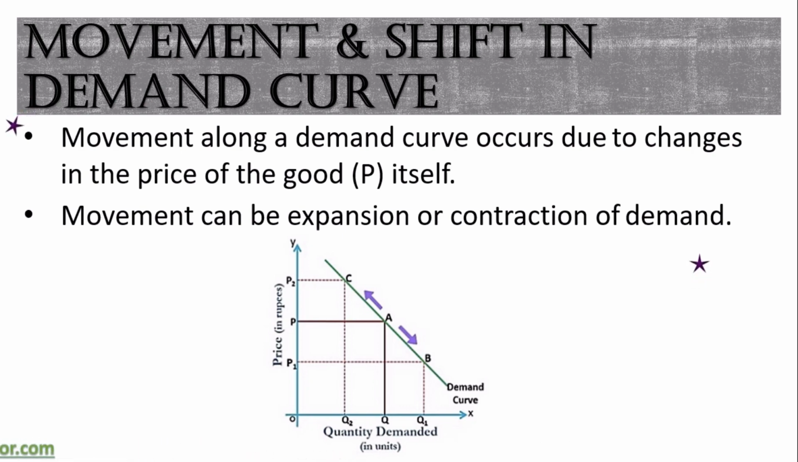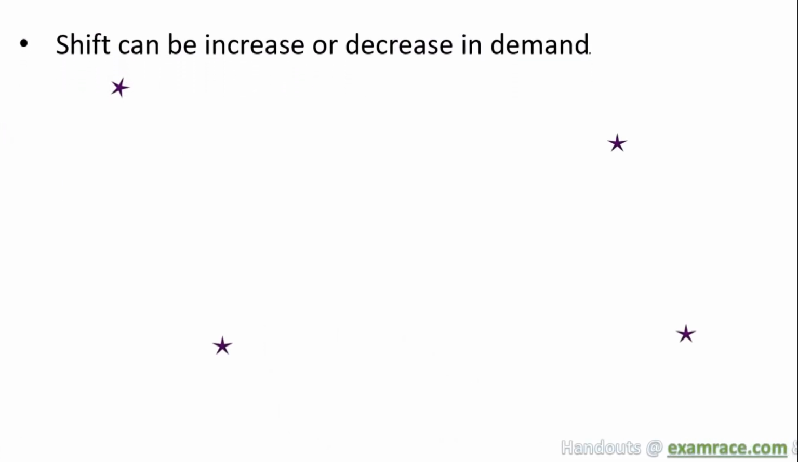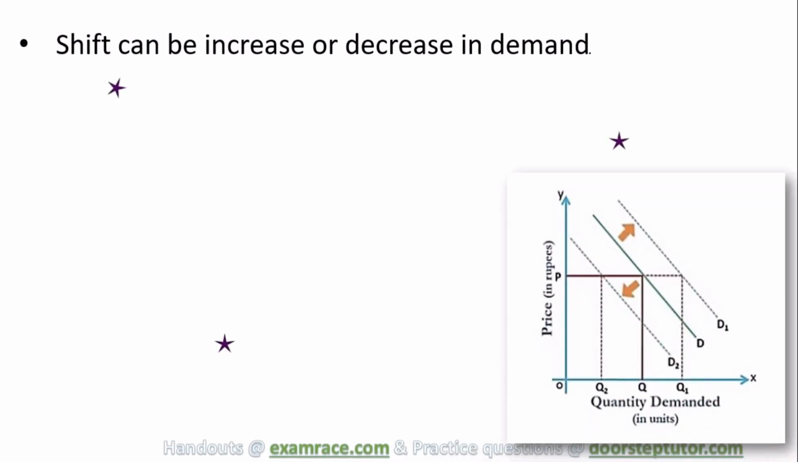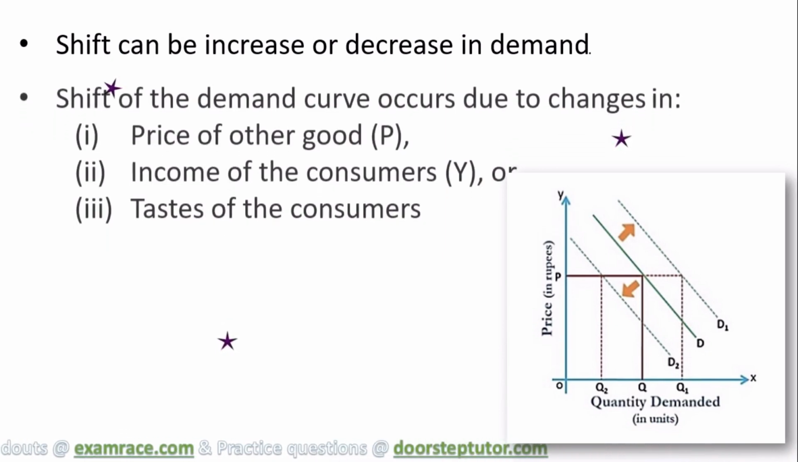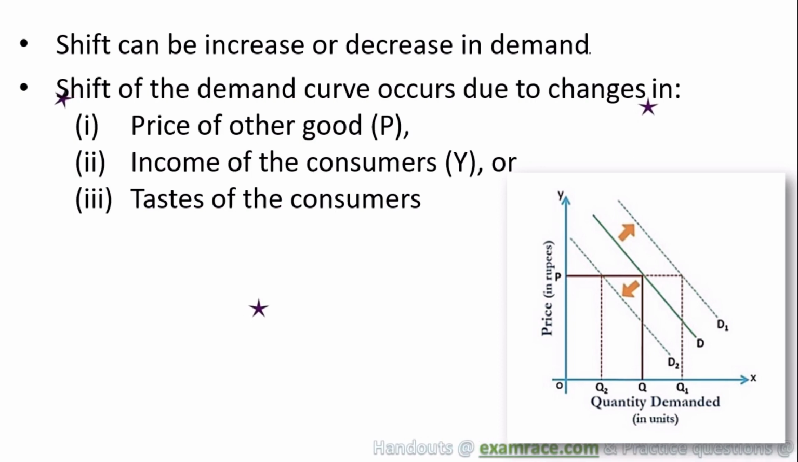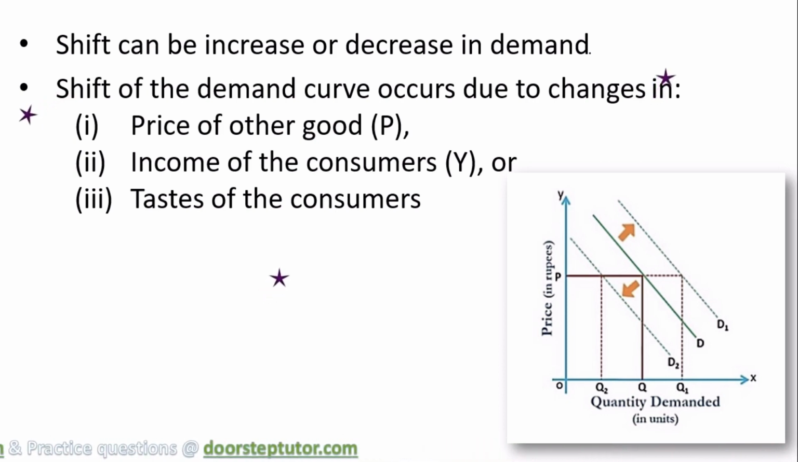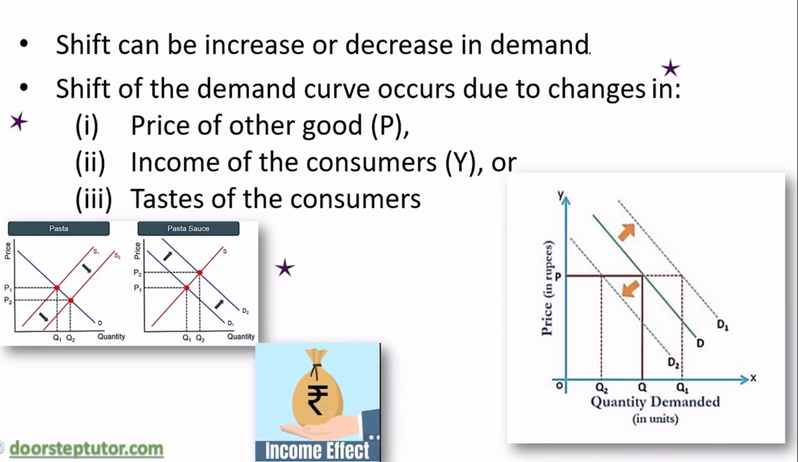Moving on to the shift of demand curve. A shift of the demand curve is caused by changes in factors other than price of the good. Shift of demand curve can be regarded as increase or decrease in demand, whereby increase refers to more demand at a given price or same demand at a higher price, and decrease in demand refers to less demand at the given price or same demand at a lesser price. The factors which are responsible for shift in demand curve are consumers' income, price of the other good, and consumers' taste and preferences.